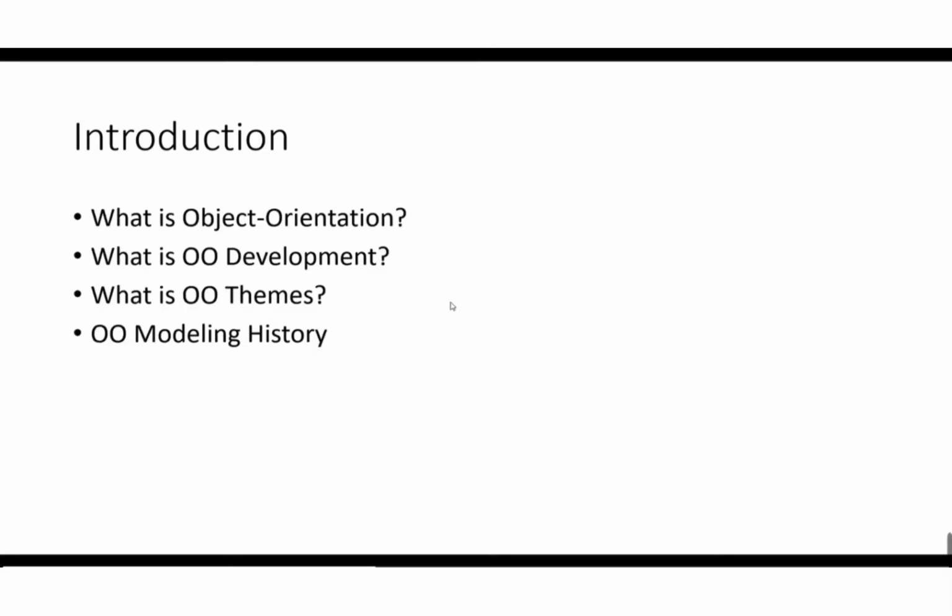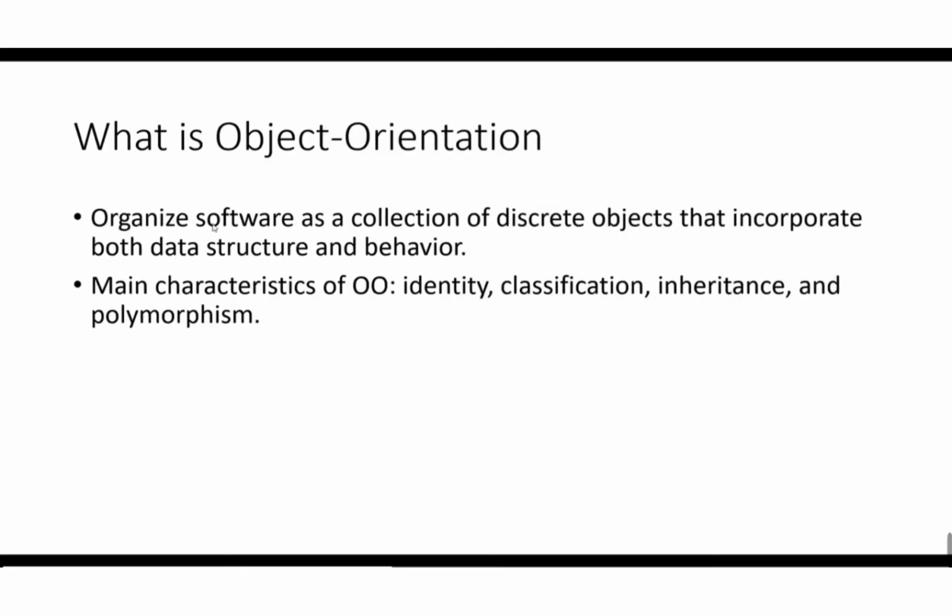So this is the outline of this chapter. The first is what is object orientation, what is OO development, what are OO themes, and OO modeling history. OO means object orientation. So the first one, what is object orientation?